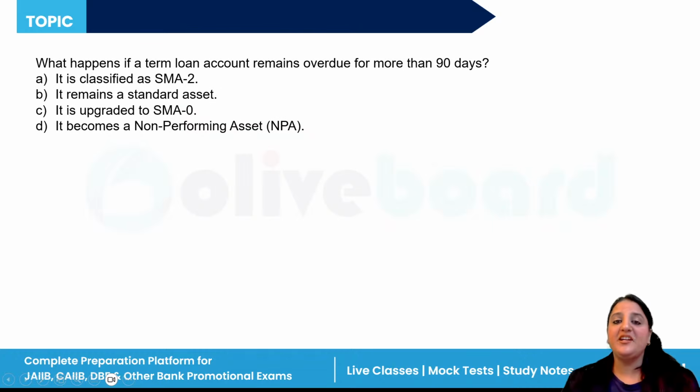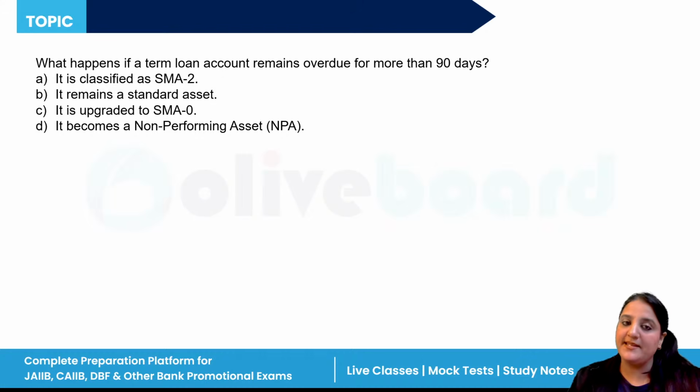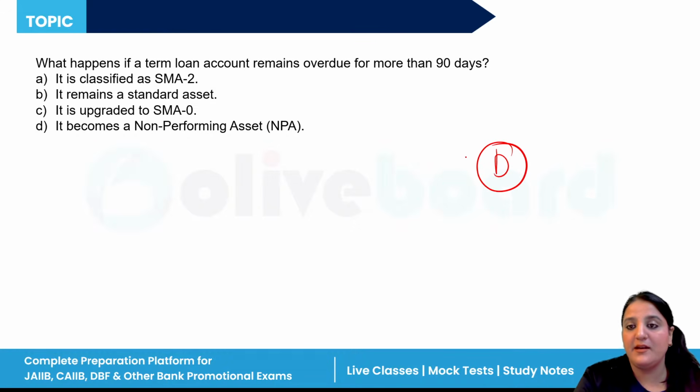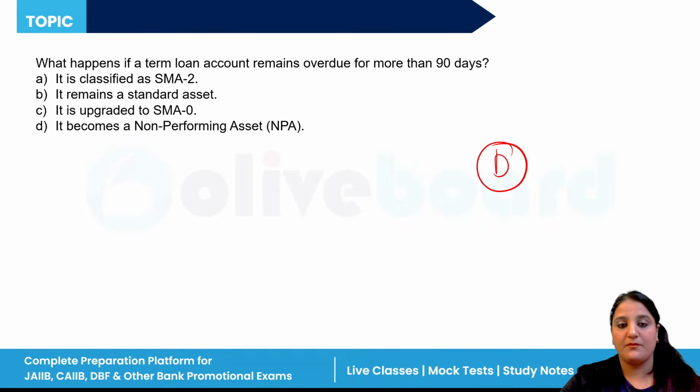What happens if a term loan account remains overdue for more than 90 days? Simple, it becomes NPA according to the RBI norms. An account with dues overdue for more than 90 days is classified as an NPA. SMA categories only apply before the 90-day threshold. So option D is correct here. Clear?